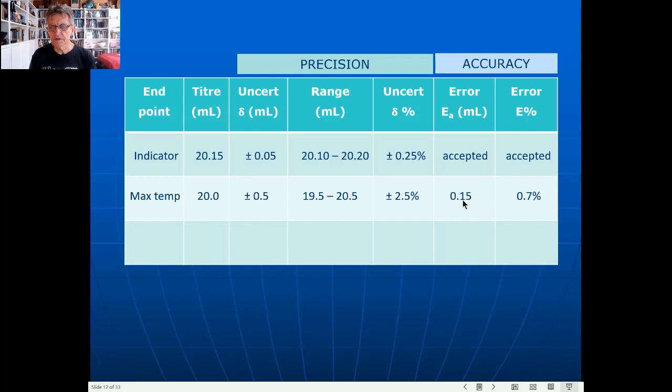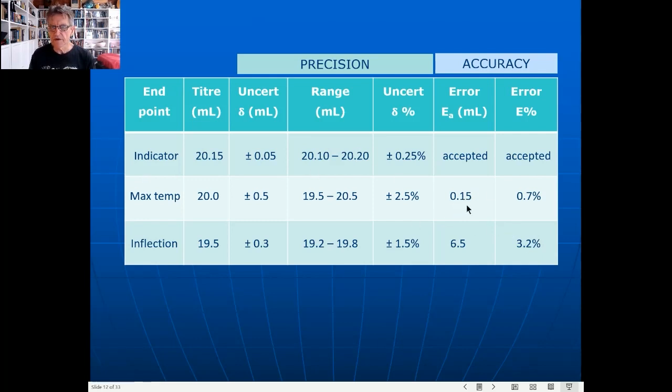Okay, so there's a difference of 0.15, and of course it's the absolute, which means you don't worry about whether it's plus or minus. Now that expressed as a percent of the titer is 0.7%. Okay, let's have a look at the inflection method. It was a little bit lower where the points met, the inflection point, and I judged the uncertainty to be about 0.3, and so I got a range, I've got an uncertainty and an error percent.